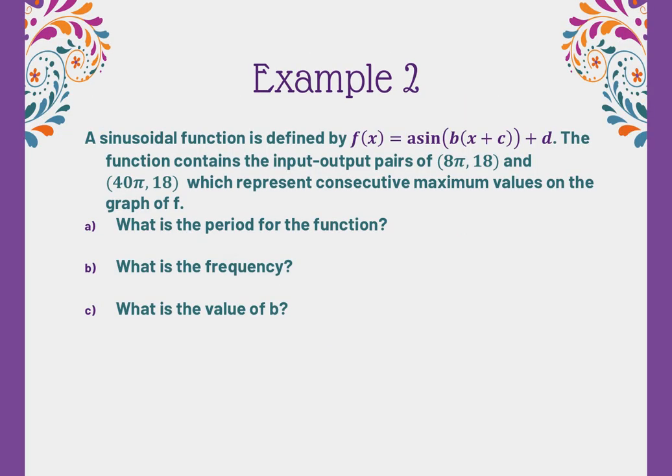All right, example 2 says a sinusoidal function is defined by, and this time we're doing sine. The function contains the input-output pairs of (8 pi, 18) and (40 pi, 18), which represent consecutive maximum values. So it's obviously important. What's the period for the function? What's the frequency? And what is the value of B?